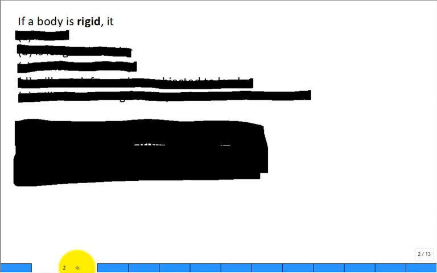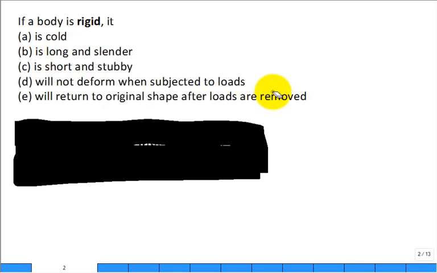All right, there's another word. If the body is rigid, what does that mean? Does that mean that it's cold? Does it mean that it's long and slender, short and stubby, will not deform when subjected to loads, or will return to the original shape after the loads are removed? D? Yeah. So sometimes we see words and get a little confused.